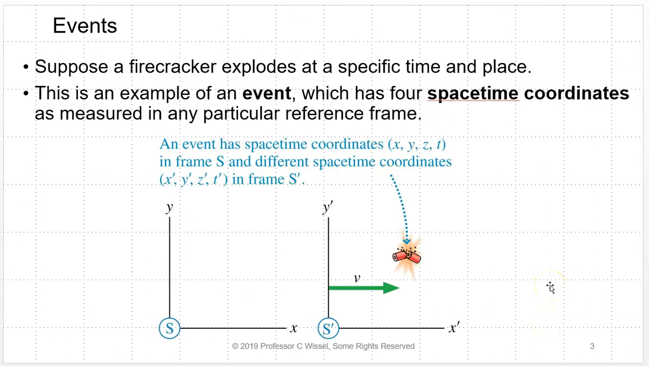Suppose we have a firecracker that explodes at a specific time and place. This is an example of an event, which has 4 space-time coordinates as measured in any particular reference frame. So for instance, here we have 2 reference frames, S and S prime. S prime is moving to the right with respect to S at velocity v. In S, this event has space-time coordinates x, y, z, and t, where t is time, and different space-time coordinates in frame S prime of x prime, y prime, z prime, and t prime.